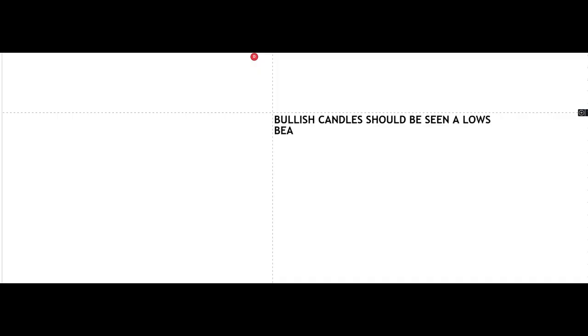The same way, bearish candles should be checked at highs. How can you know whether it is high or lows? By using Dow theory. It will take practice. First of all, backtest it by using Dow theory, then you will get habituated.